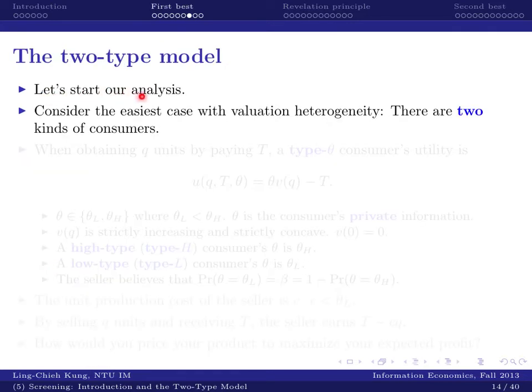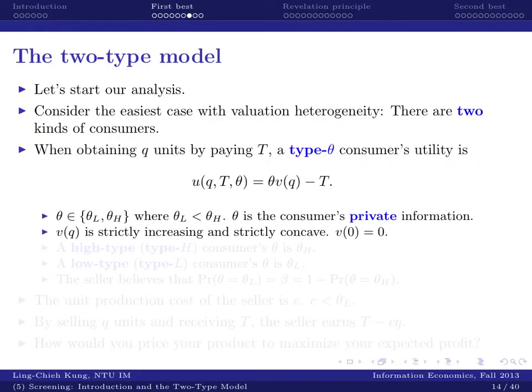Okay, so let's start our analysis with the two-type model. We're going to consider the easiest case with valuation heterogeneity. Okay, heterogeneity just means difference. So we're going to assume there are two kinds of consumers. For each kind of consumers, if they get Q units of the product by paying T as the total payment, the utility is going to be a function of Q, T and theta. Here, theta means some kind of valuation, and the total utility is theta times V of Q minus T.